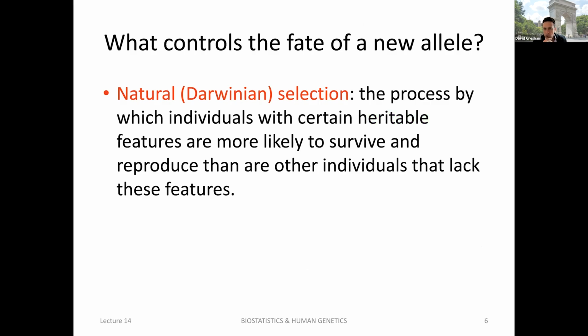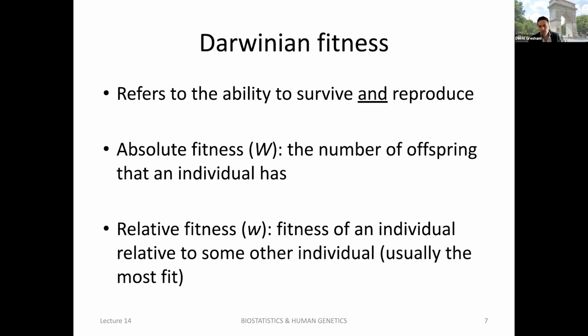And so this force of selection impacts the frequencies of alleles in populations. Okay, and so we talk about Darwinian fitness, which refers to the ability to both survive, but that's not enough. You need to survive and reproduce. So reproduction is the key metric when we're talking about the fitness of an individual.